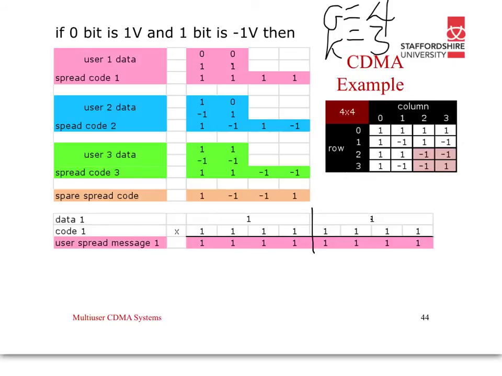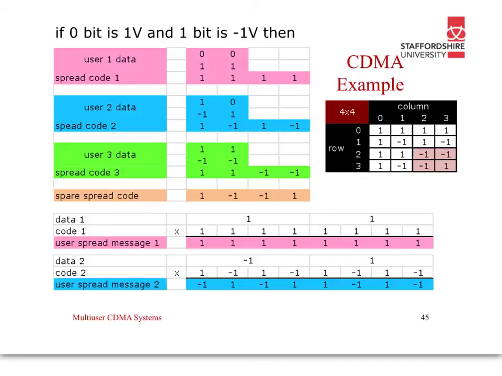We do the same thing for the second user. So here we're transmitting a -1, and we copy the code down, 1, -1, 1, -1, to code 2 here, and then we multiply out: -1 times 1 is -1. -1 times -1 is +1. -1 times 1 is -1. -1 times -1 is 1. So that's the first bit encoded or spread.